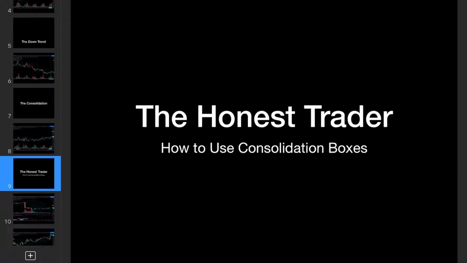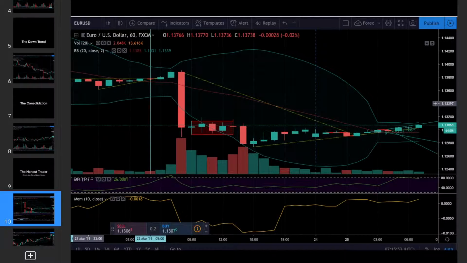So let's talk about how to use consolidation boxes. Consolidation is essentially when the price is trying to figure out where it's trying to be, right? The market is trying to decide, should I go up or should I go down? And as it's doing this over and over, it's essentially creating a pattern where it's just moving sideways. And so let's talk about that.